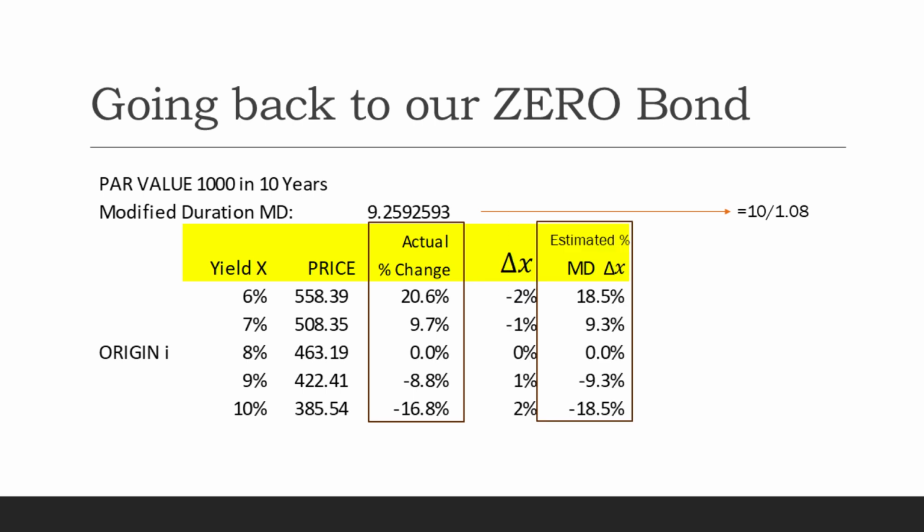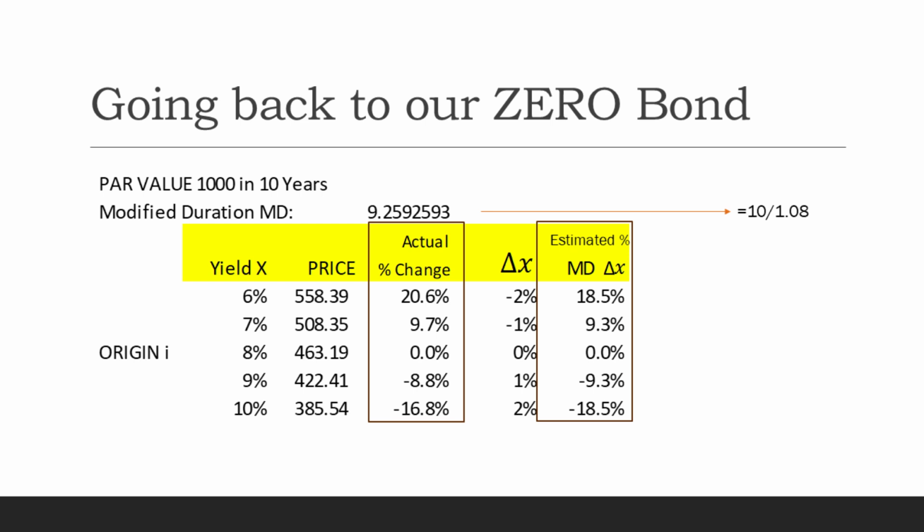Now we've added an additional column over here, the delta x, which is just really the change away from our point of origin, 8%. That's why the delta x there is negative 2%, negative 1%, 0, and 1 and 2%. Now, what's going to be the estimated percentage change if we just take a look at duration? The modified duration times delta x will give you 18.5%, 9.3%, negative 9.3%, and negative 18.5%.